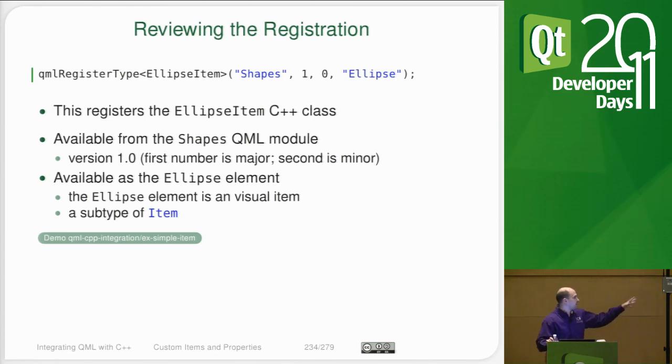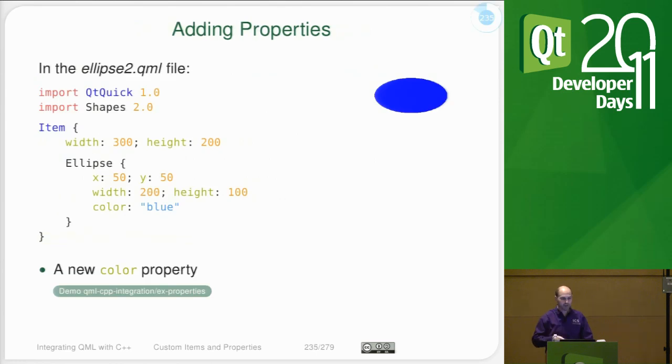So do note here that we are registering these with the fully qualified imports. So this is import shapes 1.0. There's no way to do this without having the module and the version. And we are effectively a subtype of Item.